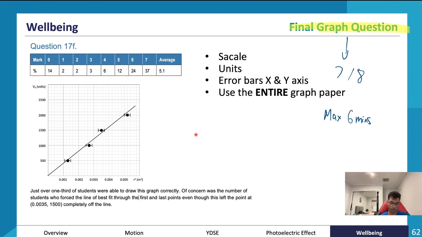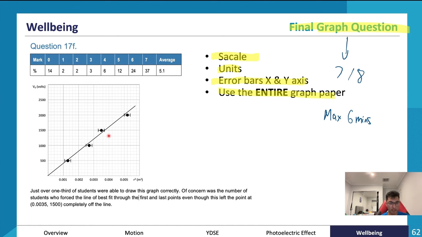But that being said, you actually have to do this question correctly, and to maximize your marks for these types of questions, you want to, one, have the correct scale. You want to write down the correct units. You want to be including error bars in the X and Y direction. It depends from question to question. Sometimes they only want error bars in X, sometimes they only want error bars in Y. If there are going to be error bars, the question will tell you what the error bars are and how much error they want. And the final thing is you want to be using the entire graph paper.